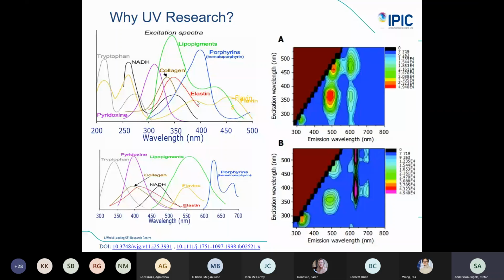And this is just an illustration of an excitation emission matrix. So when you scan the excitation wavelength along this axis, you can see what emission wavelength you get on this axis. And here we actually have, again, colon tissue. So this is normal tissue, the A here, and this is tissue that is malignant. So you see there is quite a difference in these maps.